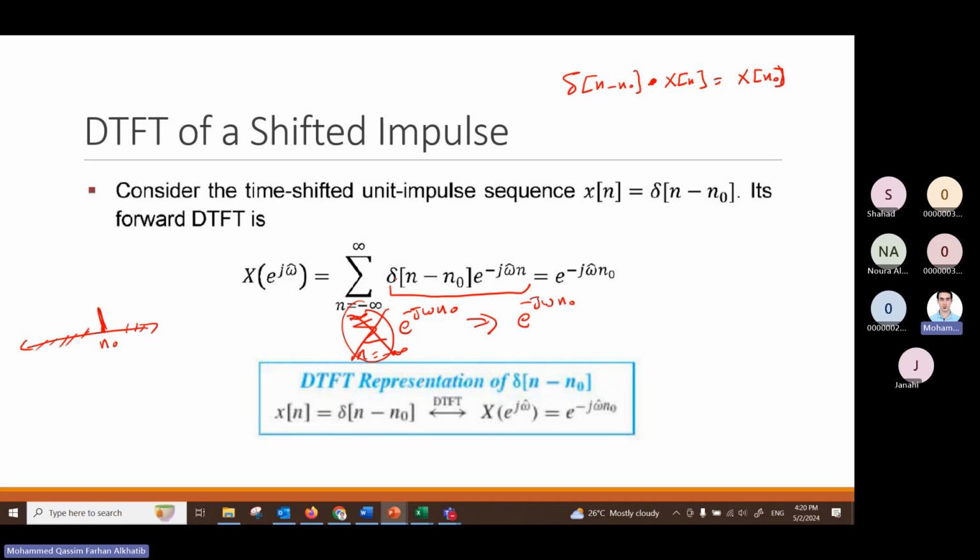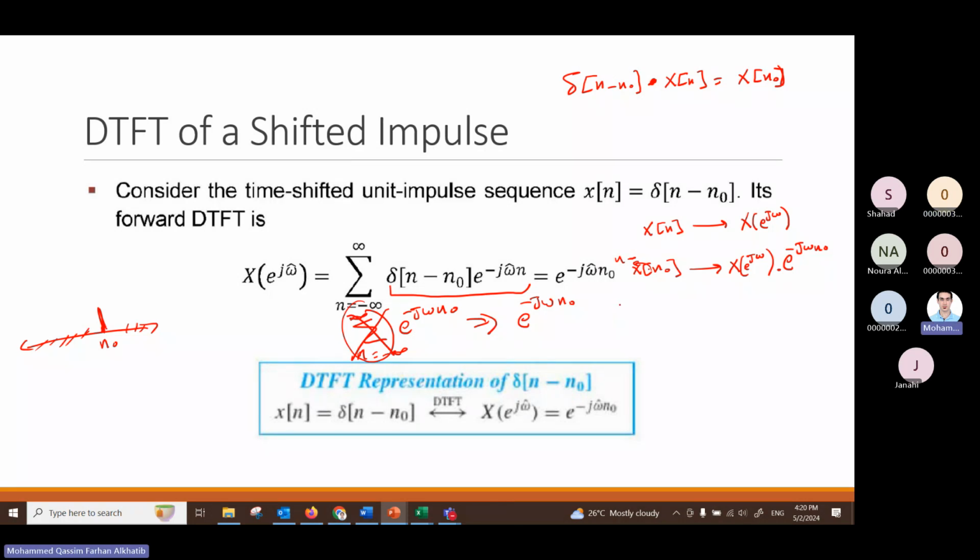This could be generalized for any function. It doesn't have to be delta. So let's assume it this way: if x of n gives me X of e to the j omega, then x of n minus n naught will give me X of e to the j omega, the same, times e to the power minus j omega n naught.